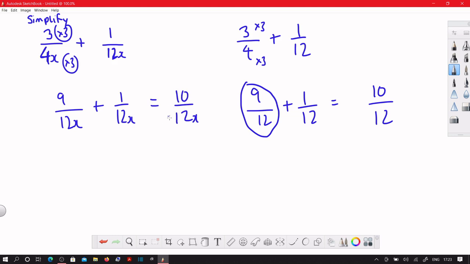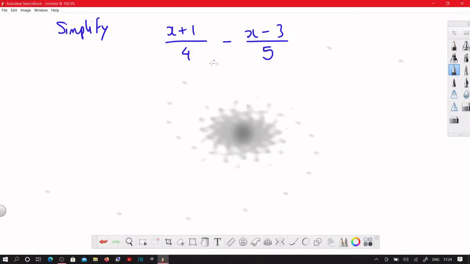Obviously that can be simplified. What I should have done here is simplified that. That would have been 5 over 6. That would be 5 over 6x. Simplifying this, it's similar to this question over here.